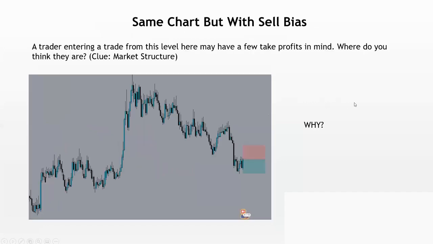You're welcome. So this is the same chart, but with a sell bias. So a trader entering the market from this level here, realistically, where do you think people are going to target who are going short? So you can put that in the chat now. So Tabisha said low below the double bottom. Anyone else, guys? Where would you target realistically?